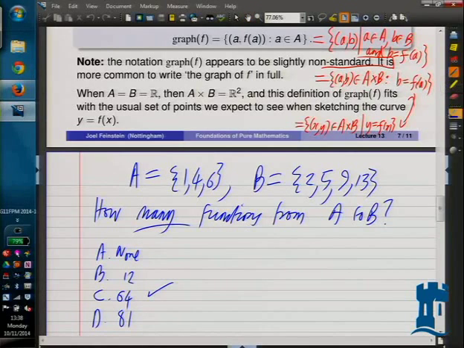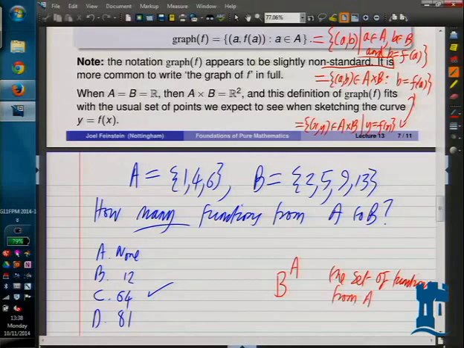Now, in fact, as a rather suggestive notation, it's rather unfortunate. The set of functions from A to B is usually denoted by B to the A. Now, that's very unfortunate, but it can't really be helped. So the functions go from A to B, and the notation is B to the A, and that's the set of functions from A to B.